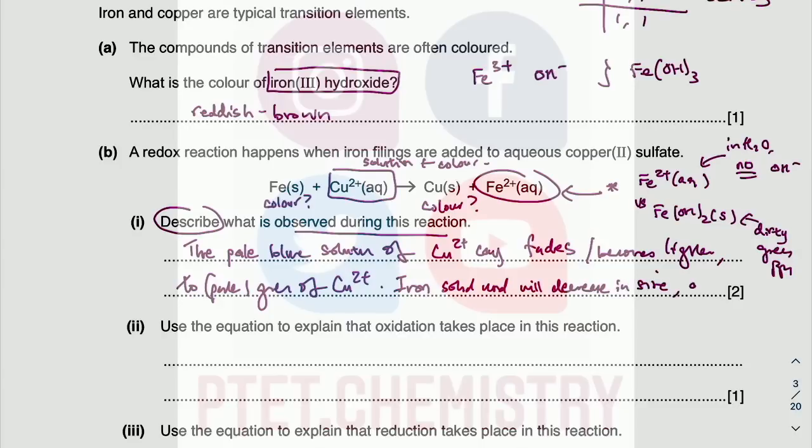And pink, because that's the color of copper, yeah? It's kind of like very light pink, a light shade of pink. Pink copper solid starts to form. So I mentioned about the solid, I mentioned about the solution. I think there's nothing more I can say here really, okay? So, I mean, 2 observations, including color changes and stuff, they should give me my 2 marks, I hope.